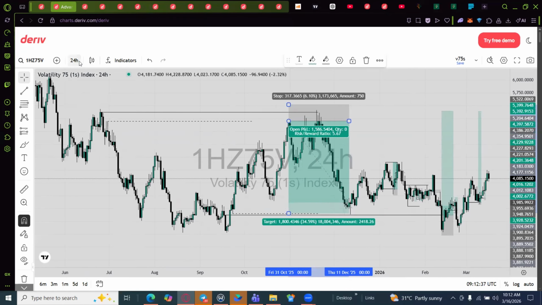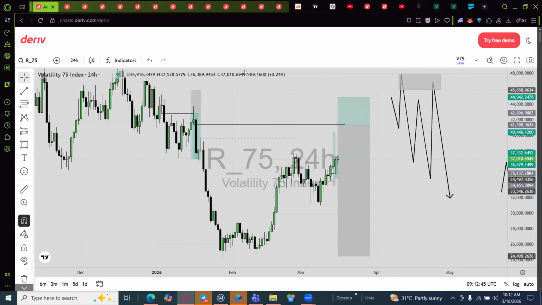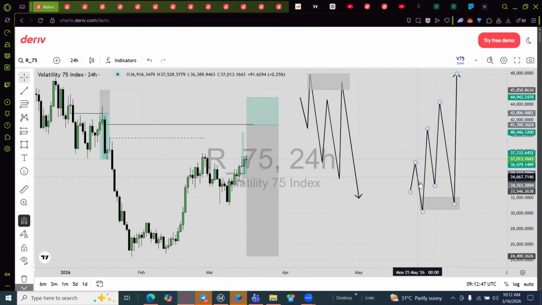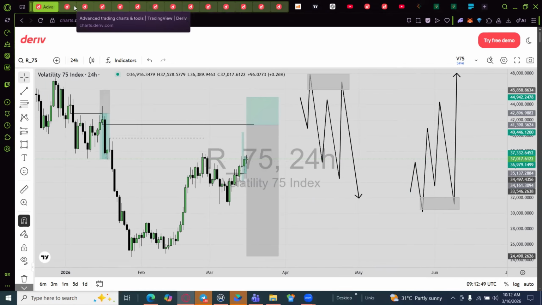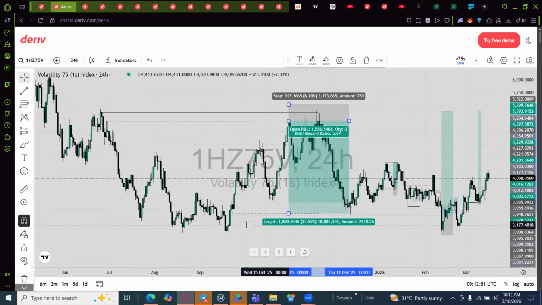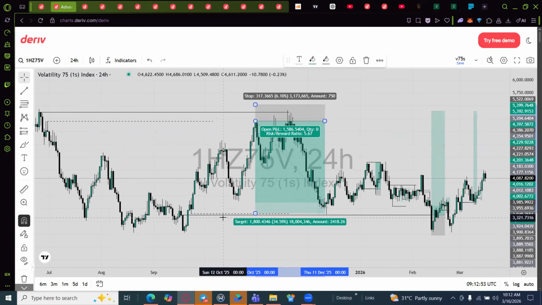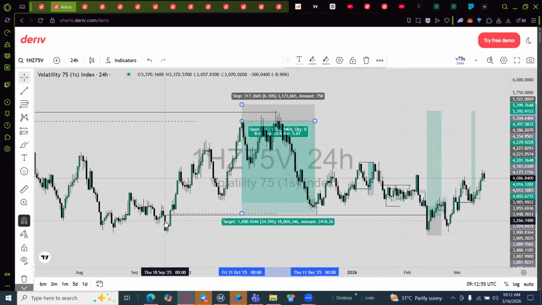I had this structure here. So basically, this is my other block that did not get retested. As you can see, the market came back down to retest this other block. This is the last candle before this impulsive move to the upside.